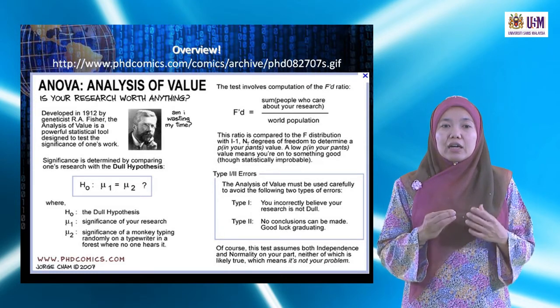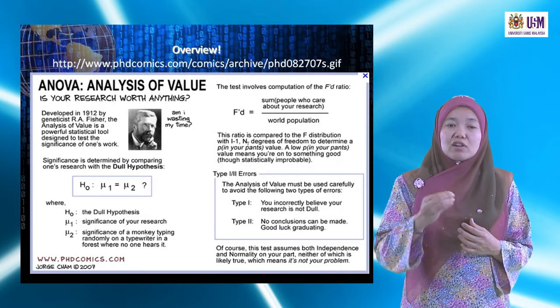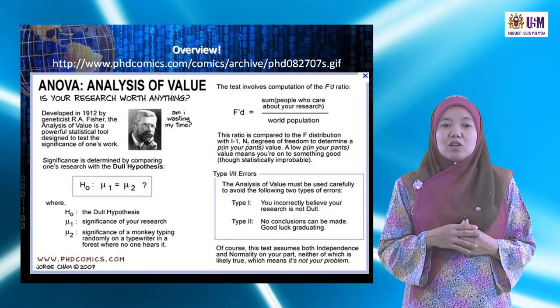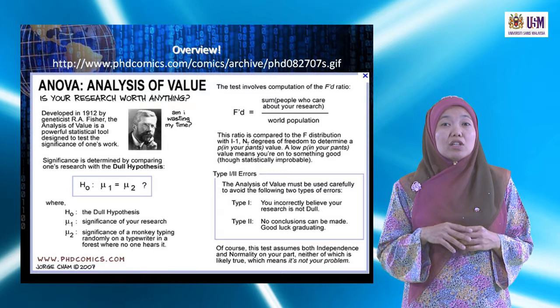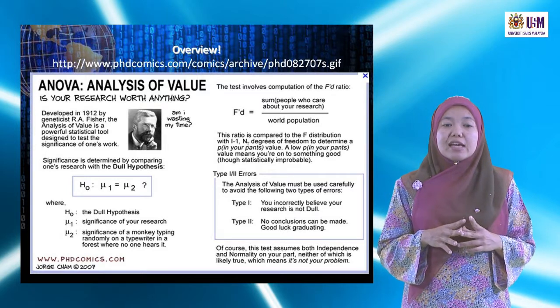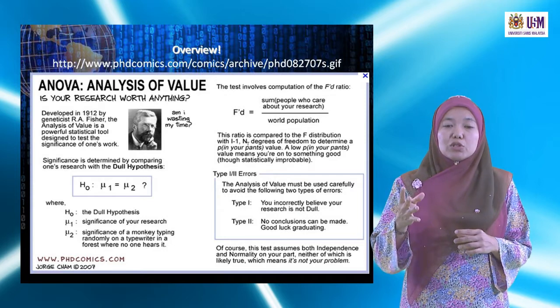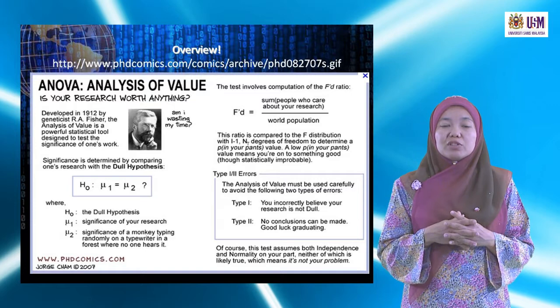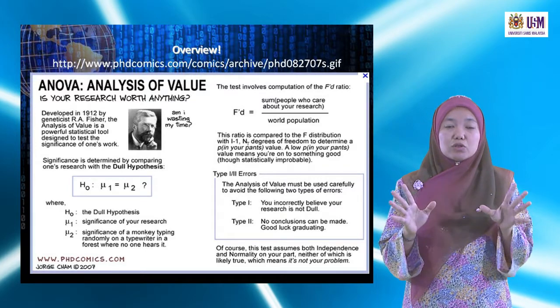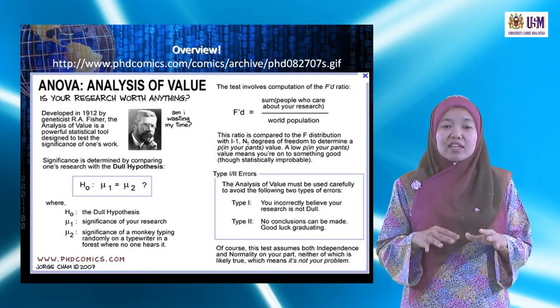So basically, the question is asking you now whether whatever you are researching is worth anything. As usual, the null hypothesis is always a statement of equality. And your alternative hypothesis, in terms of your statement mu1 or mu2, is what you are actually researching. This is interesting, and if it doesn't make sense to you now, don't worry, we come back to this slide at the end of today's session.